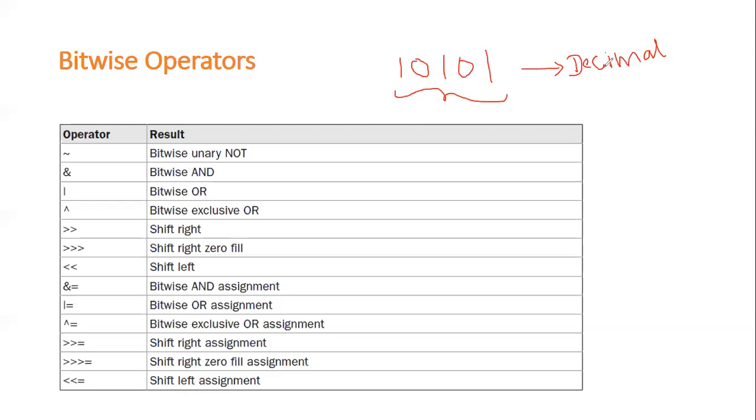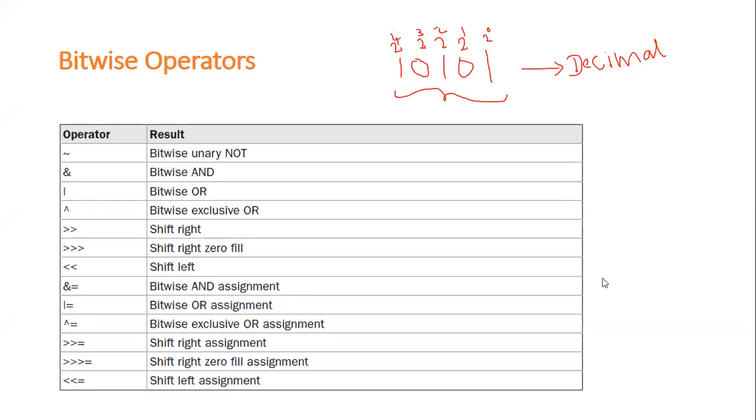Now, let me write the corresponding number: 10101. This is a binary value. What's the corresponding decimal value for this binary value? How to compute it, students? We're going to use powers of 2. For the first bit we use 2 power 0, then 2 power 1, 2 square, 2 cube, and 2 power 4.